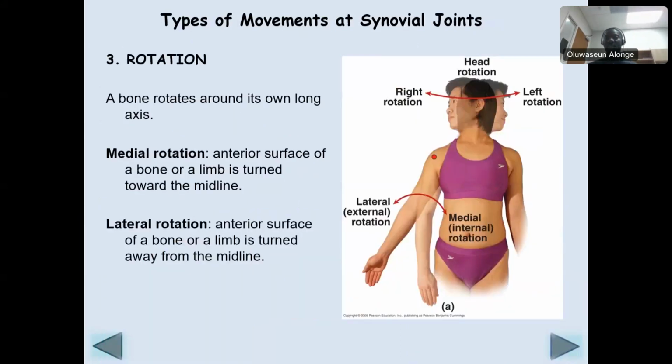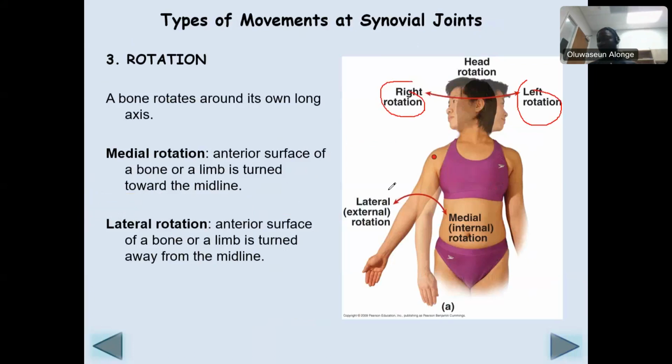Now, rotational movement. You can rotate your head to the right or to the left. The atlantoaxial joint helps you to do that. If you are rotating it, we have right rotation and left rotation. This is right rotation if you're moving it to the right. Left rotation is if you move it back to the left.